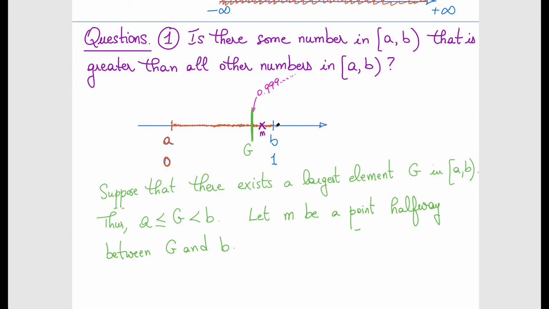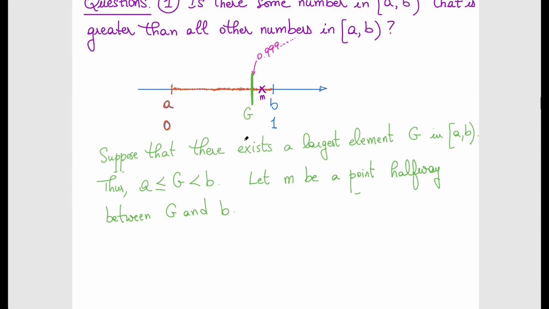As such, I still have room here to choose a number between G and B. How about you choose any number between G and B? How about the midpoint? Okay. This midpoint, M, is certainly an orange dot. Why is that? What does it take for this M to be an orange dot? It has to be between A and B, correct?